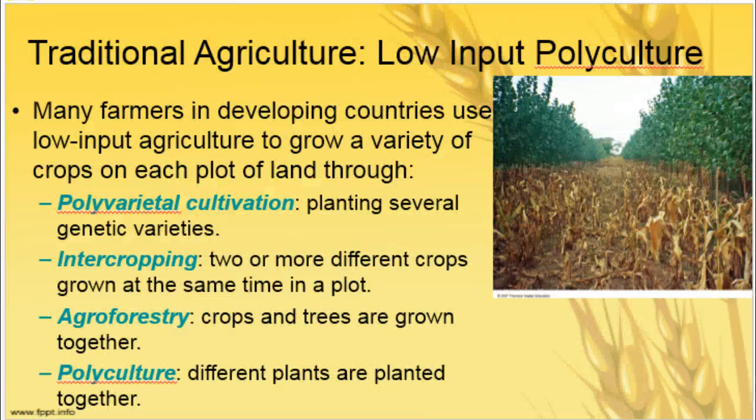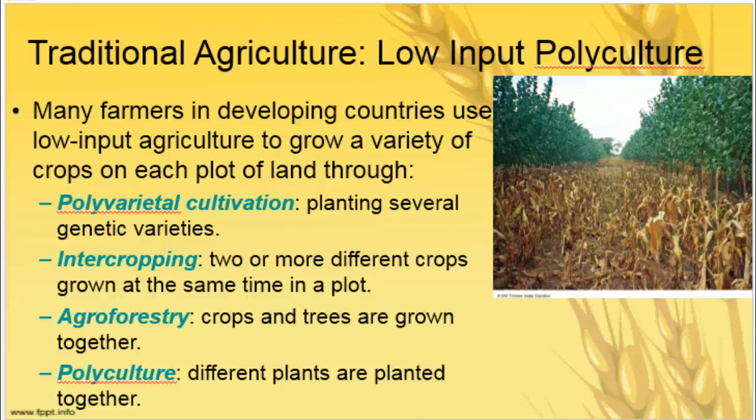So if we go back and we look more at this traditional agriculture again, there's some different types that you should know about. Polyvarietal cultivation just means that you're planting several different varieties of things at once. So instead of just planting one type of corn, maybe you plant many types of corn in an area, and that genetic variety helps increase your biodiversity.